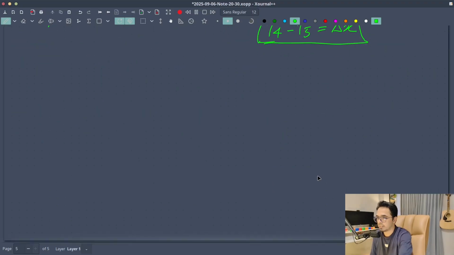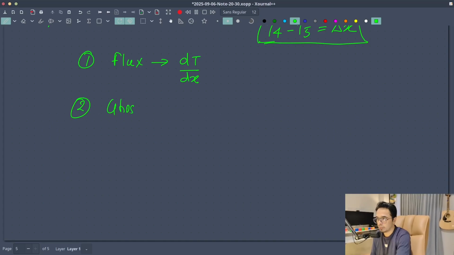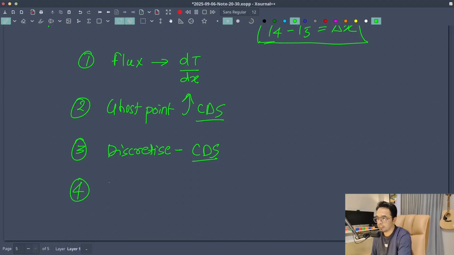So let me summarize the approach once again. First, you see what flux has been given. Then you convert that into this expression. Second, you introduce a ghost point and apply the central differencing scheme to this term so that you get an algebraic form. Third, you discretize the entire domain and then apply the central differencing scheme for the second order term. And fourth, you eliminate the ghost point altogether. After that, it's the regular procedure.